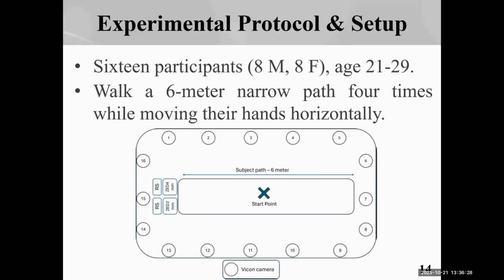In our experiment, we recruited 16 participants, half male, half female, between the ages of 21 to 29. Each participant was asked to walk a 6-meter narrow path while moving their hands up and down. We can see here in the image below the top view of the experiment, where the subject begins in the middle and walks to the camera positioned here on the left, the RealSense and the Z cameras, walking to and from. The circle represents all the cameras of the Vicon motion system as the ground truth.